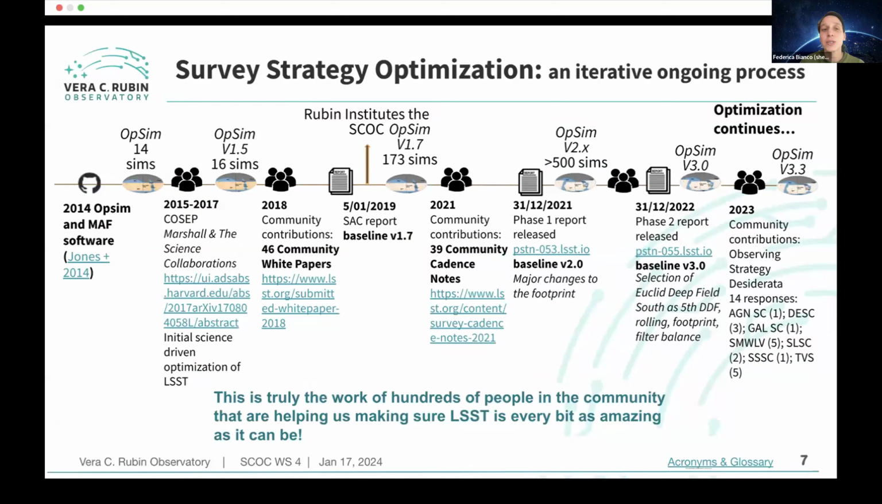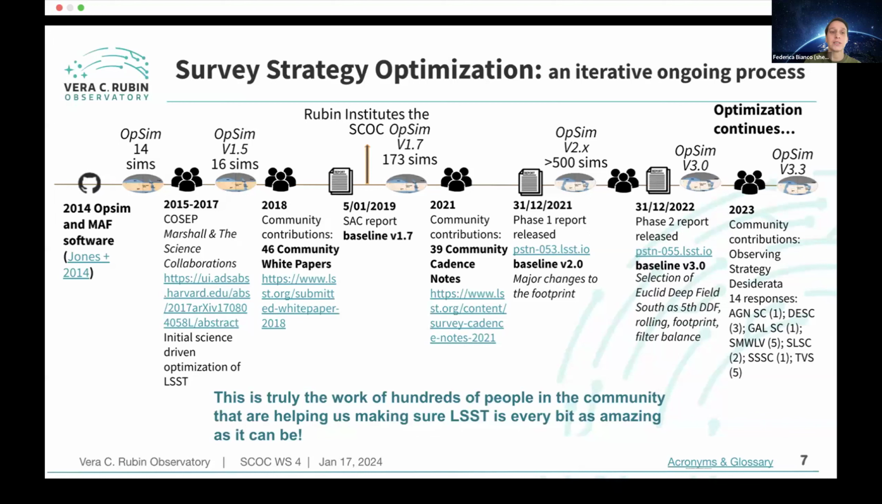The Survey Strategy Optimization Committee has worked, and in general, the optimization of the survey strategy for LSST is a heavily interactive and continuous process. It started formally in 2014 with the creation of the MAF software that enables the scientific community to produce metrics that evaluate the success of the survey strategy on specific science cases. That goes along with simulations of the survey strategy produced with the OpSim Operations Simulator. In this timeline from 2014 through 2023, you see the main phases of this process, and how truly iterative it is.